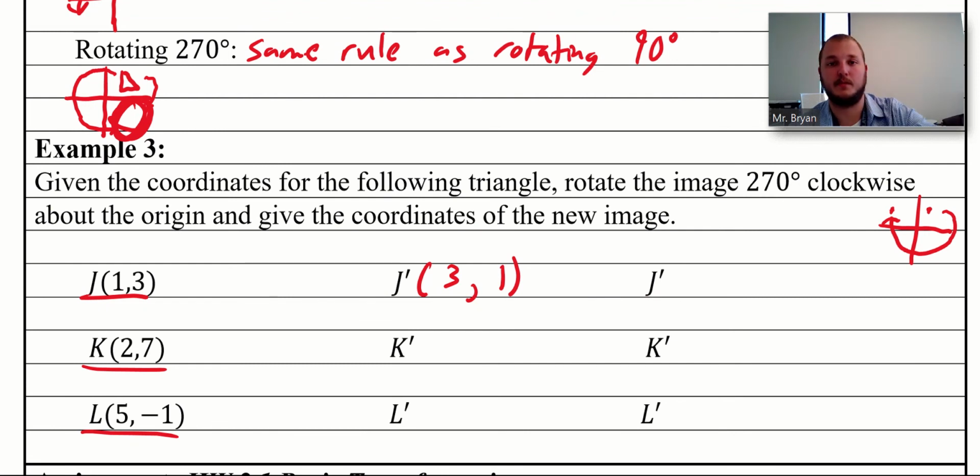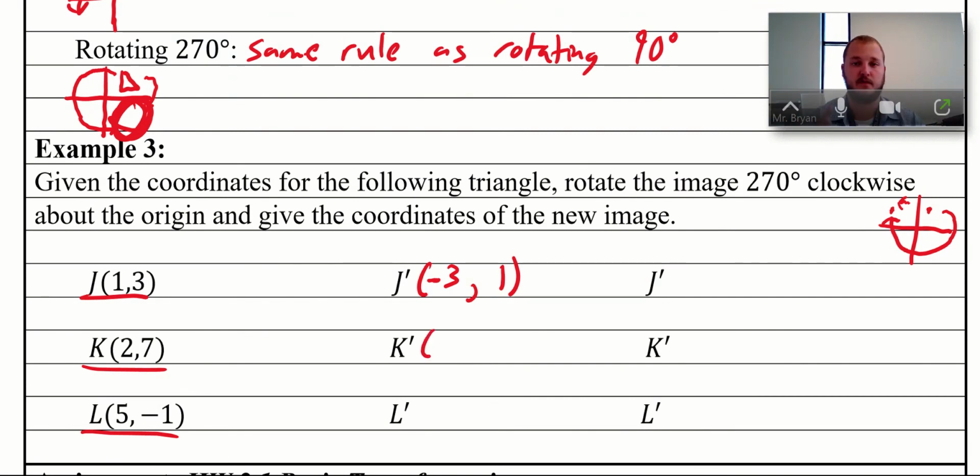In this case, since it's above that line, the Y coordinate is going to be positive, which means I need to make my X coordinate negative. So right here, my X coordinate is now going to be negative. That same rule is going to apply for all of these. I'm going to switch them, and I'm just going to make the X coordinate negative.